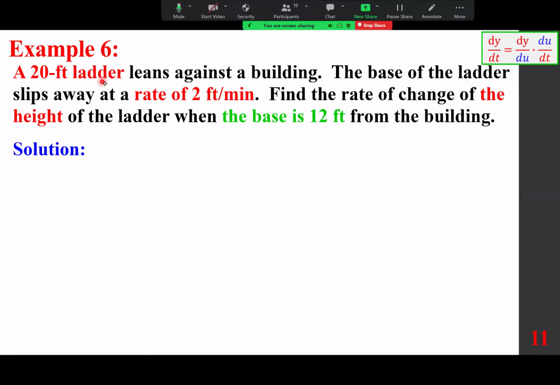A 20-foot ladder leans against a building. The base of the ladder slips away at a rate of 2 feet per minute. Find the rate of change of the height of the ladder when the base is 12 feet from the building. So here's the building or the wall, here's the ladder, and it's moving this way, creating a right triangle, and this one is moving down like so. The ladder is fixed at 20 feet. This is not changing. As this moves this way, it creates the rate dx dt equals 2 feet per minute. As this moves down, it creates the rate dy dt, which is missing.